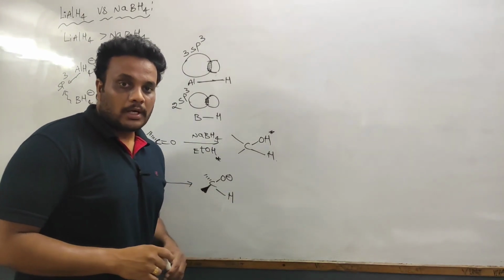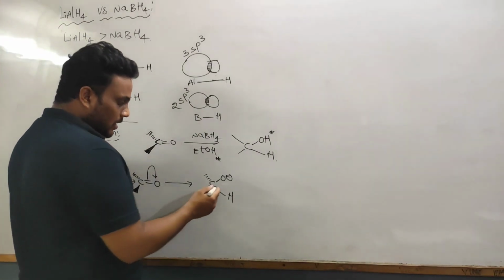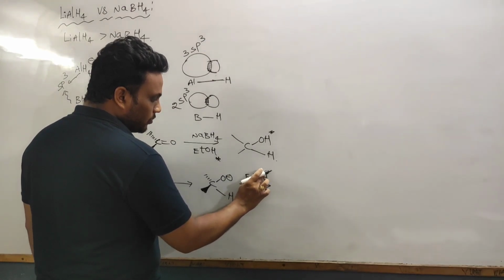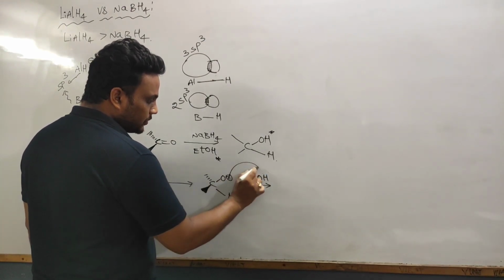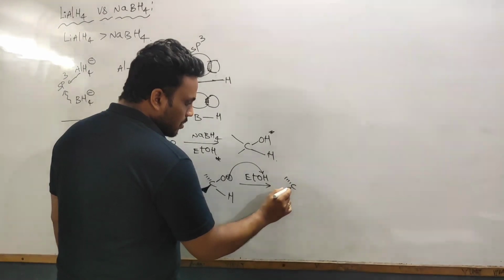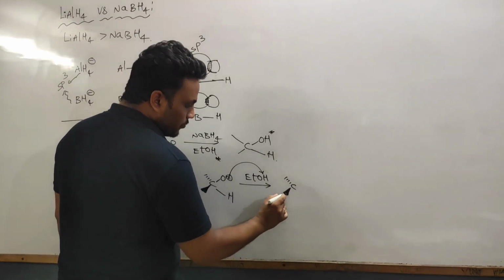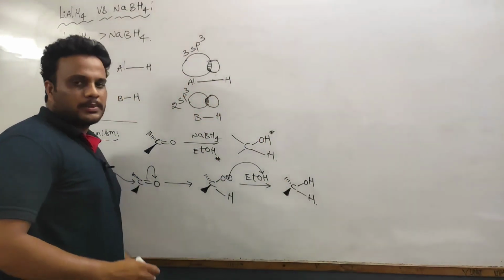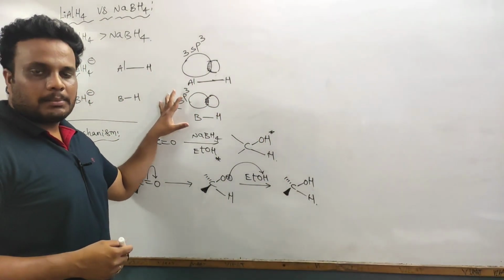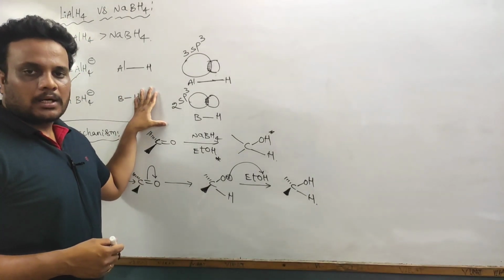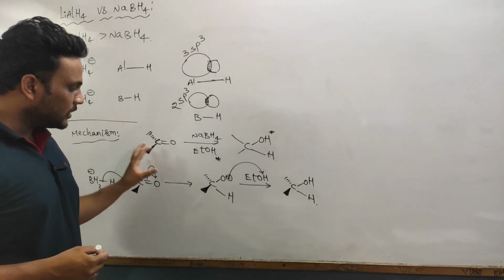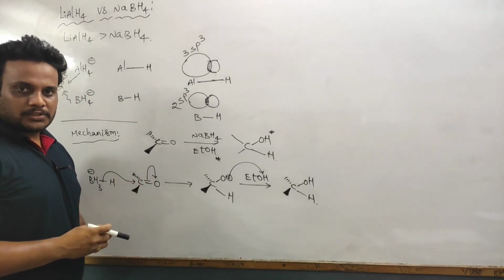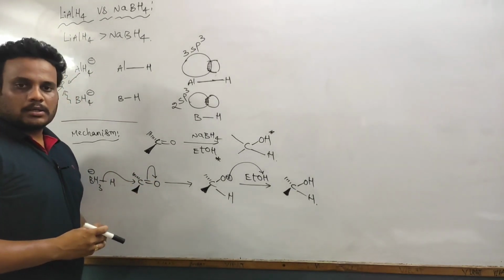The mechanism is the same for lithium aluminium hydride as well. And from this ethanol, which is the solvent, it takes up an H plus ion and we will get this particular final product. So first we came to know which is the stronger reducing agent. In the next step we have seen the mechanism. This mechanism goes through hydride ion transfer from the reducing agent to the substrate.